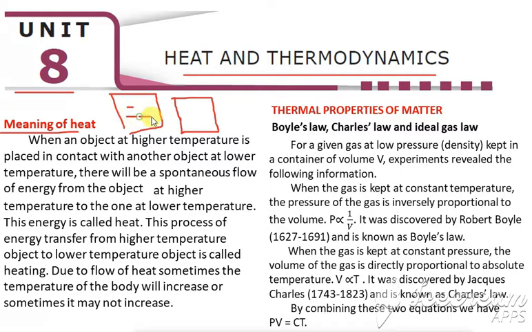Suppose this is the object which is at high temperature, then this is at low temperature. Automatically from high it moves to the low temperature. This energy is called heat. That energy that gets transferred is heat. This process of energy transfer from higher temperature to lower temperature is called heating.